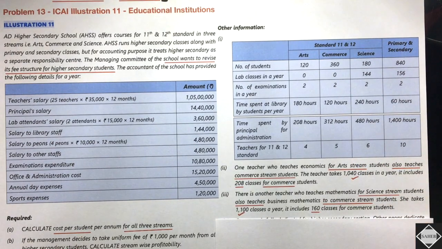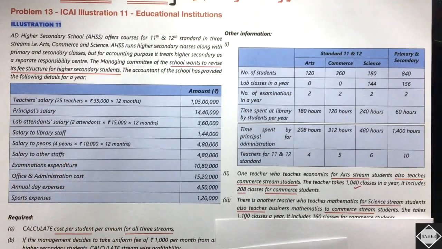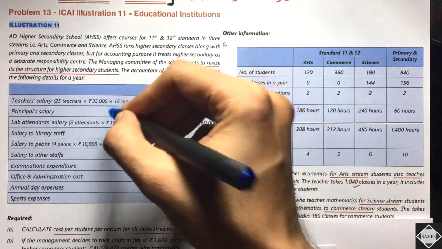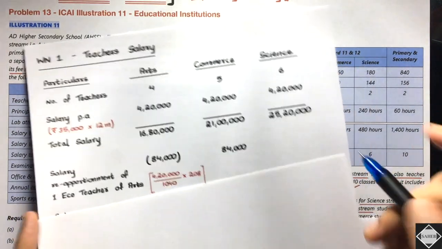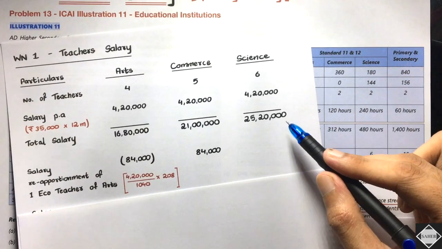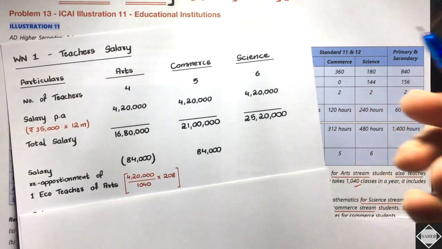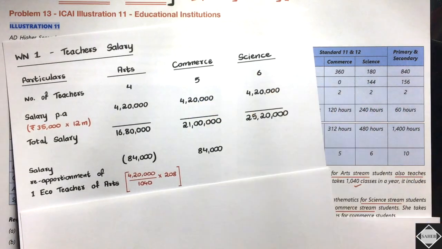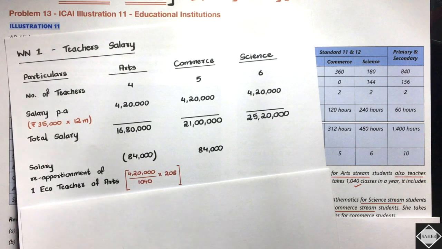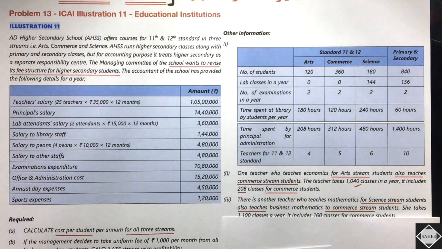What have we done in science? In science, see, they said 6 teachers. So we assumed 6 teachers, and we multiplied with 35,000 into 12, and we got 25,20,000, right? So in this 25,20,000, there is some cost which was supposed to actually go to commerce, isn't it? Yes, that's true. So the same calculation we have to do.